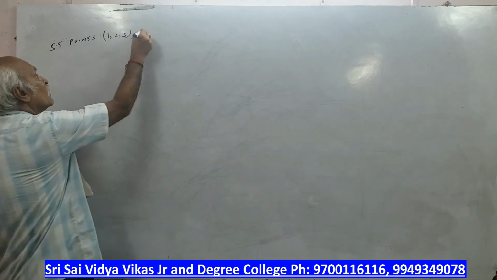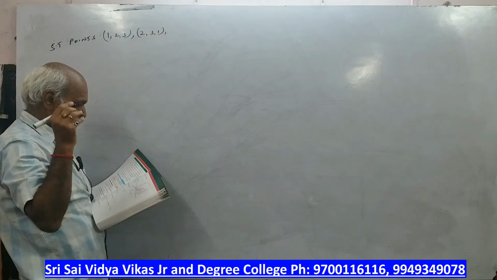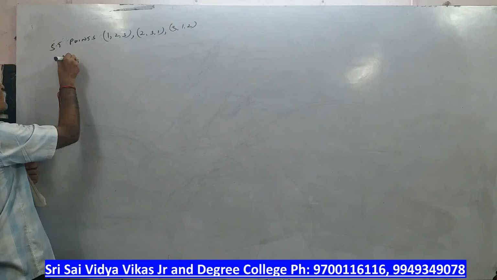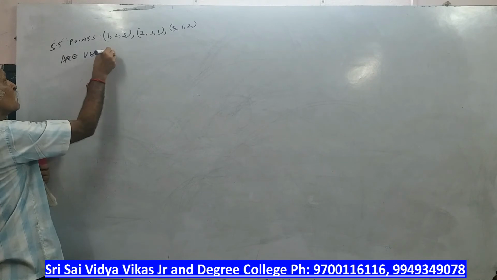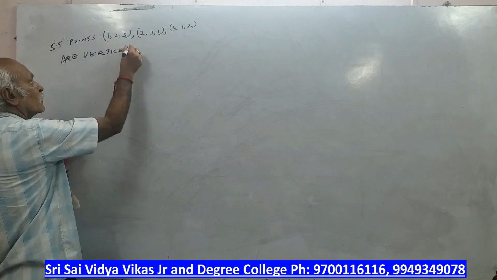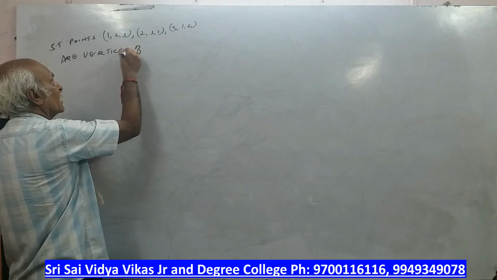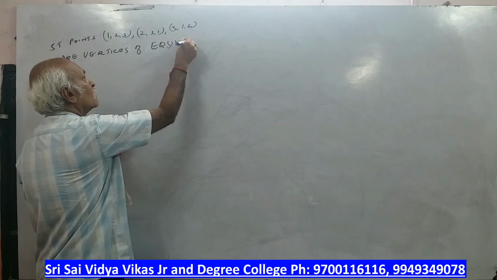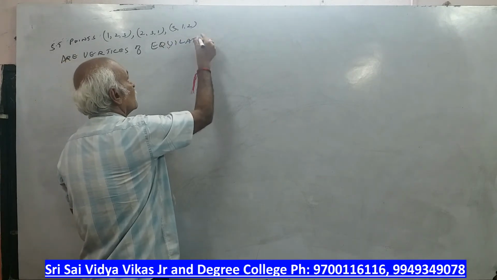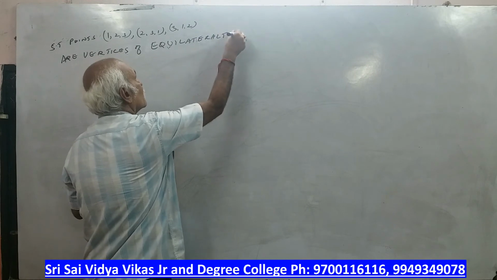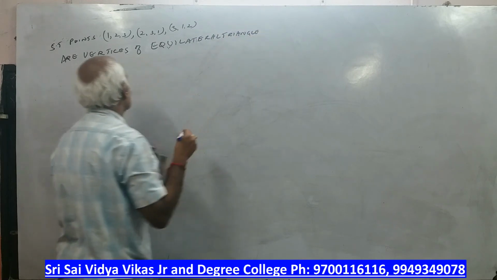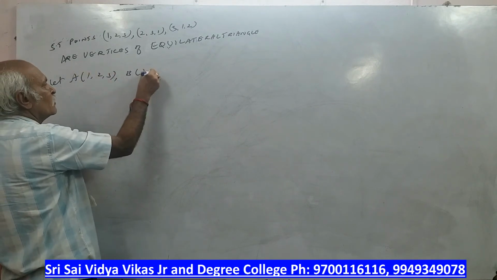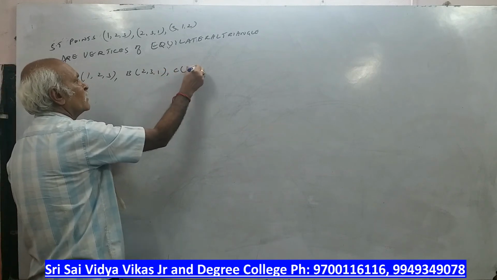(2, 3, 1) and (3, 1, 2) are the vertices of an equilateral triangle. Now let A be (1, 2, 3), B be (2, 3, 1), and C be (3, 1, 2).